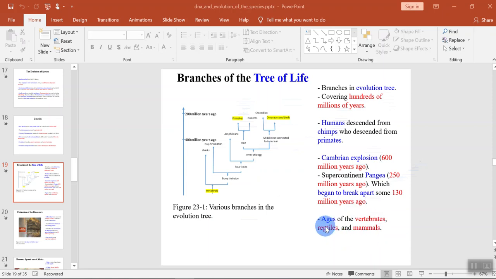So we have the age of the vertebrates, 500 to 250 million years ago, the age of the reptiles and birds, including dinosaurs, up to 250 million years ago, and then up to 65 million years ago, and then the age of the mammals, the last 65 million years.